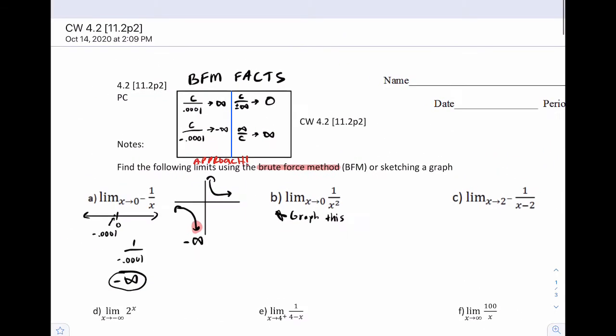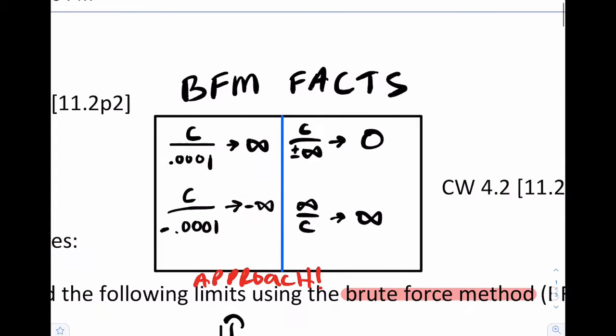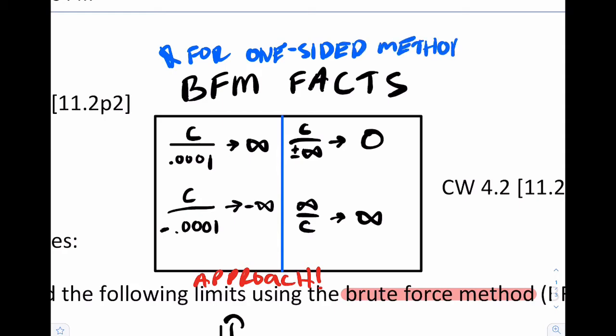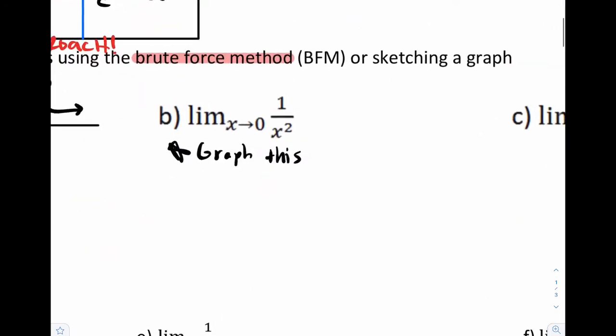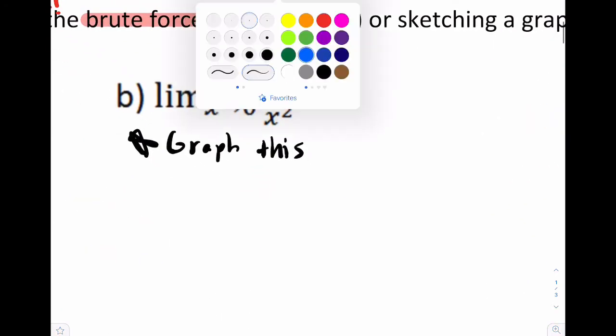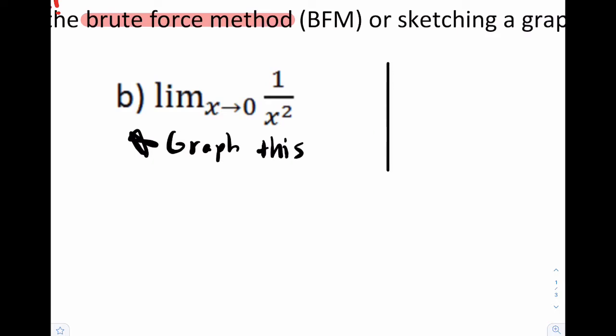So up here for our brute force method, we're going to add a little note. This is ideal for one-sided limits. If it's not one-sided, the brute force method isn't that great. It'll still work, but it's just not great. Because if I graph this, all of you should know that 1 over x squared is our volcano graph, right there. I can see right here what we're approaching at 0. It's approaching infinity.